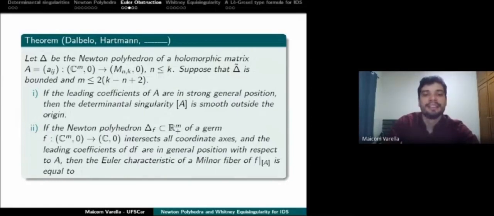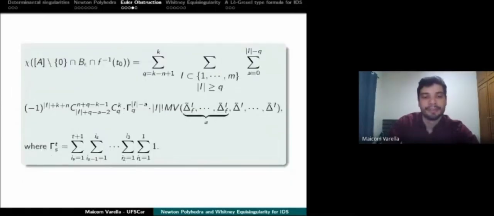So let delta be the Newton polyhedron of a holomorphic matrix A with n less or equal k, and suppose that delta tilde is bounded and n satisfies this inequality. If the leading coefficients of A are in strong general position, then the determinantal singularity A is smooth outside the origin. And if the Newton polyhedron delta F of a germ F intersects all coordinate axes, that is, delta F tilde is also bounded, and the leading coefficients of F are in general position with respect to A, then the Euler characteristic of a Newton fiber of F with respect to A is equal to this formula.